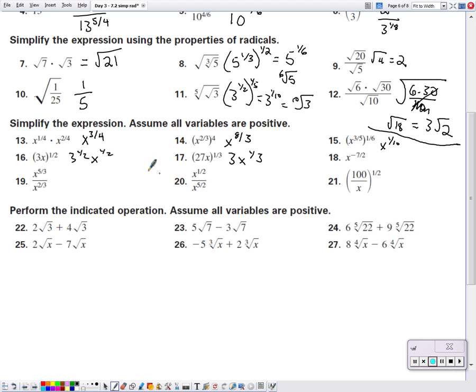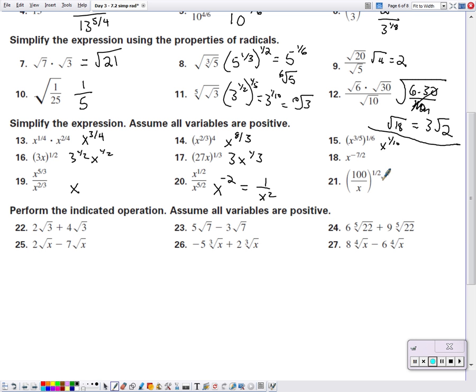19 and 20 are kind of nice. They are both subtracting the exponents because the bases are the same. And here we have x to the 3/3. Well, 3/3 is just 1, so it's just x. Here we've got 1/2 minus 5/2, which would be negative 4/2, which is the same thing as negative 2, which is 1 over x squared.